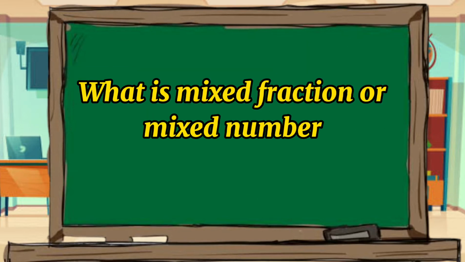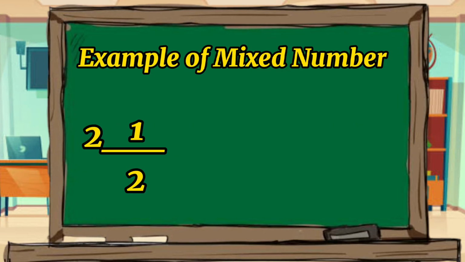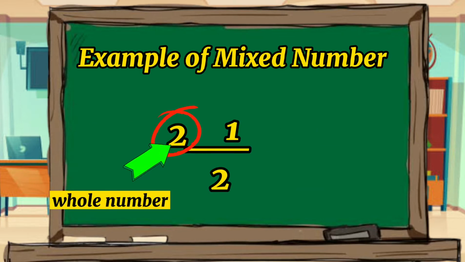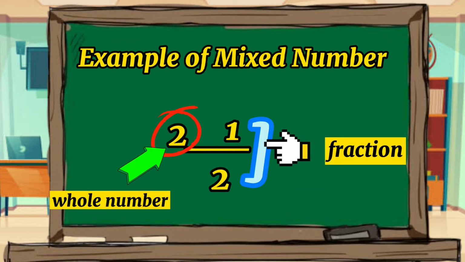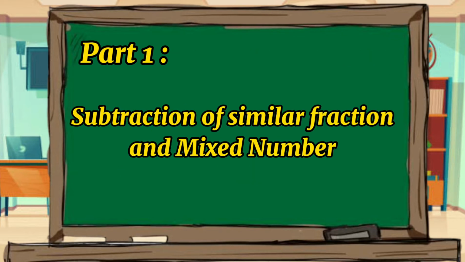Next, what is a mixed fraction? A mixed fraction is when a whole number and a fraction are combined into one. For example, 2 and 1/2, and 6 and 2 over 4. 2 is the whole number and 1/2 is the fraction. Let's proceed to subtraction of similar fractions and mixed numbers.